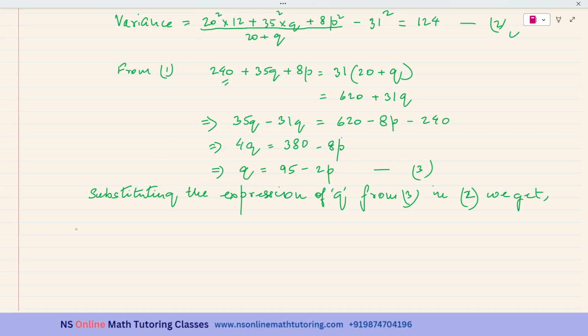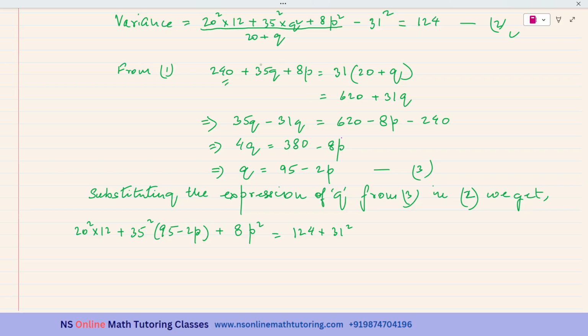20 squared times 12, I am keeping it as it is. 20 squared times 12 plus 35 squared times 95 minus 2P. In place of Q, I am writing 95 minus 2P. Plus 8P square. And I can add 31 square to both the sides. So it is 124 plus 31 square.